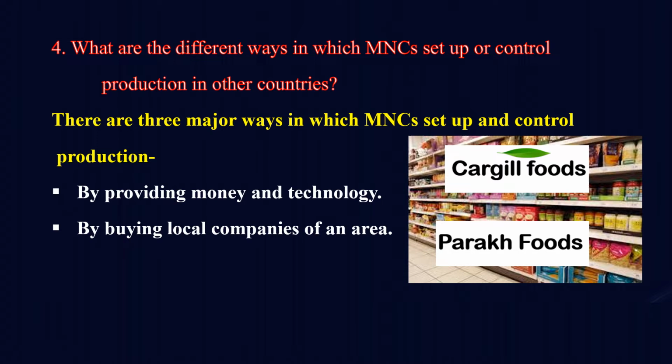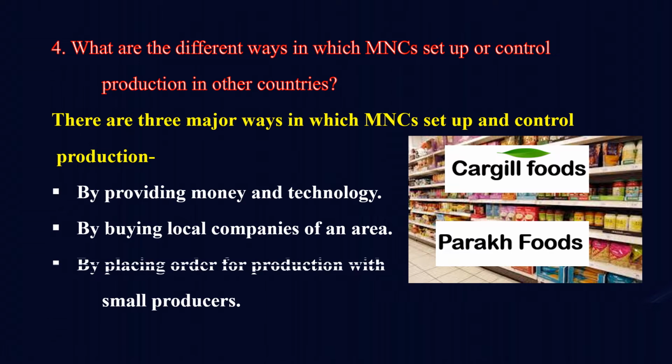And the third way, MNCs place orders for production with small producers in developing countries. Means MNCs place orders for the production of garments, footwear and other items with small producers. These producers produce items at very low cost and MNCs sell them at high prices under their own brand name.